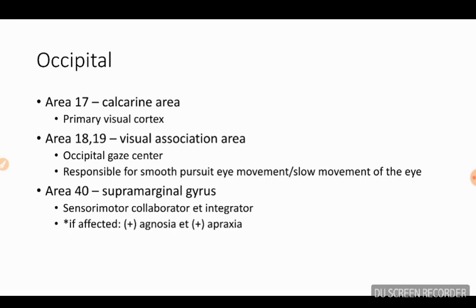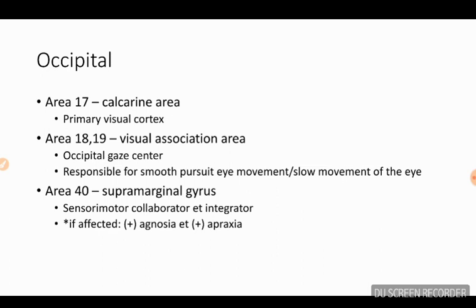Occipital lobe. You have your area 17 or the calcarine area. It is also known as your primary visual cortex. Areas 18 and 19, that is your visual association area or your secondary visual area, responsible for the slow movement of the eye.